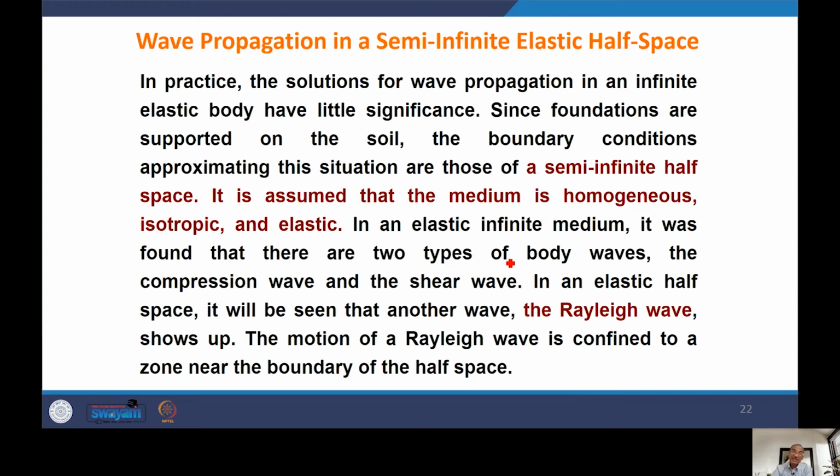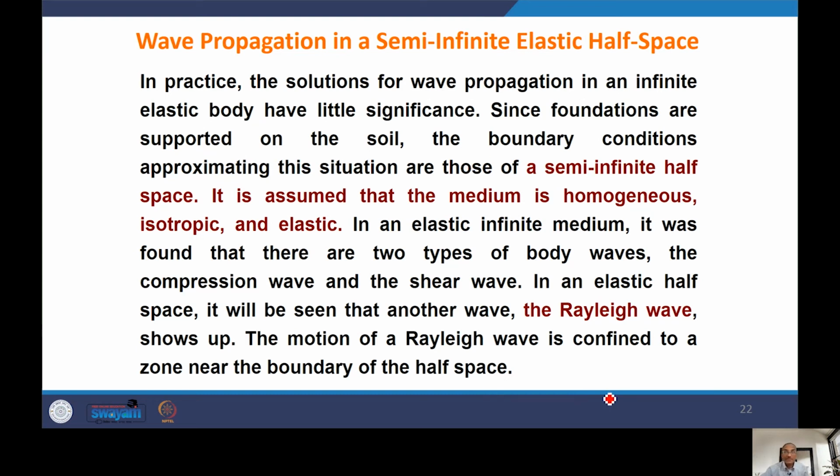But when you consider the elastic half space, a third type of wave arises, and this is called the surface wave, and one of the surface waves is the Rayleigh wave. The motion of a Rayleigh wave is confined to a zone near the boundary of the half space. Actually, let me put it like this.